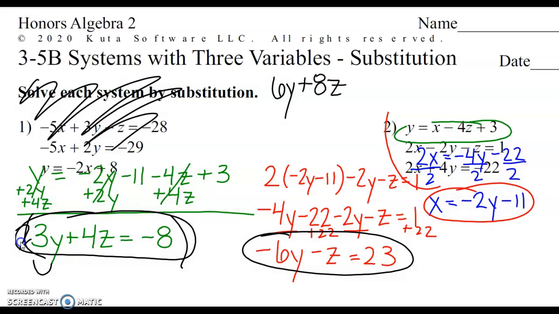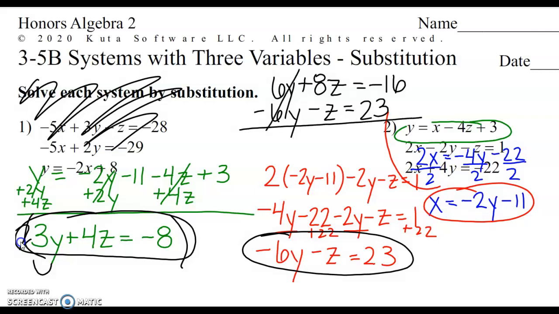So the rest of the problem is very similar to elimination yesterday. 2 times negative 8 is negative 16. Bottom one staying, negative 6y minus z equals 23. So when I add them up, y's are gone. 8z minus z is 7z. Negative 16 and 23 would be 7. So then 7 divided by 7 is 1.